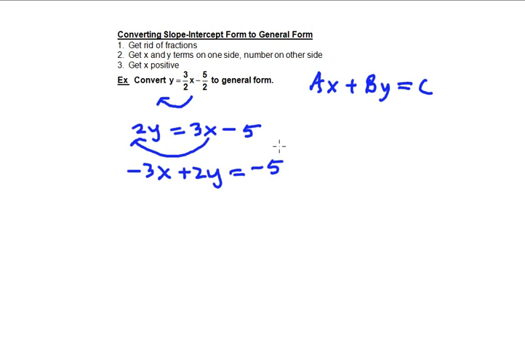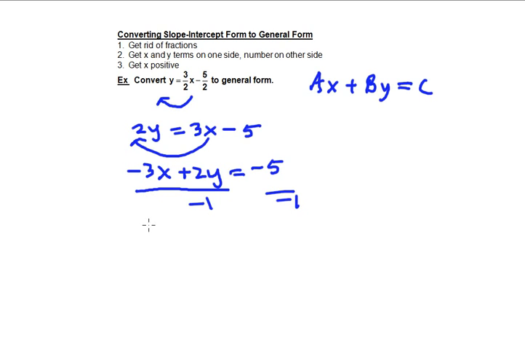And then finally, the last condition for putting something in general form is it's usually accepted that the x term is going to be positive. So we can change the signs of all the terms, including the x term, by simply dividing both sides of the equation by -1, which essentially changes the sign of each term.